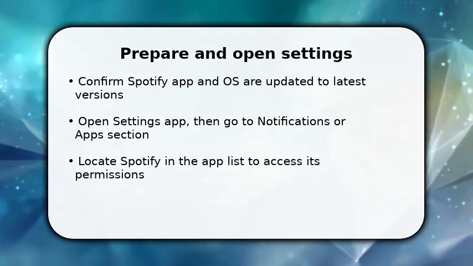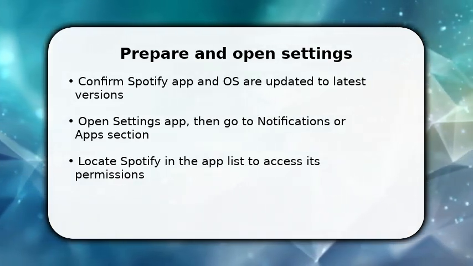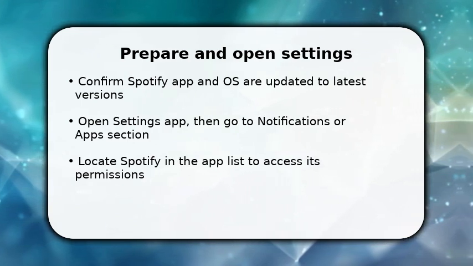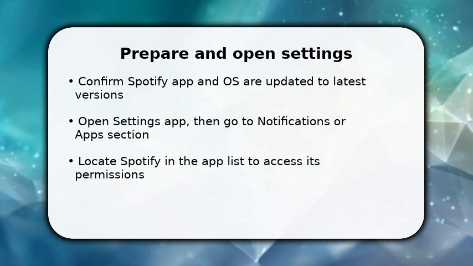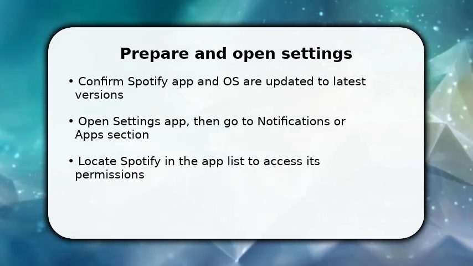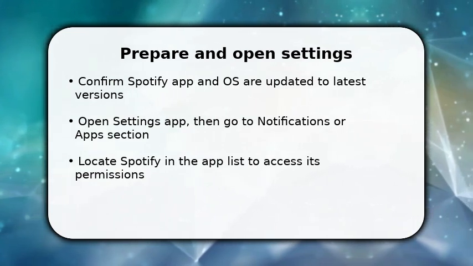You'll start by ensuring the basics are ready. Update Spotify and your phone OS so options match. Once done, open Settings and go to Notifications or Apps, depending on your device. You want to find Spotify in the Installed Apps list. Tap it to view permissions and notification controls.